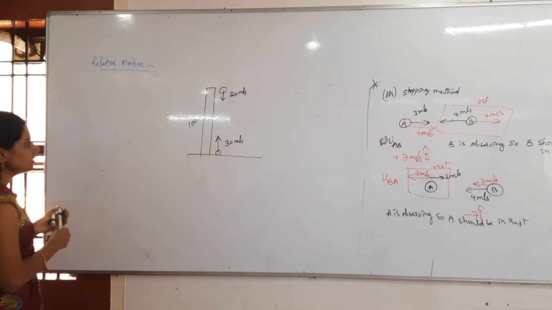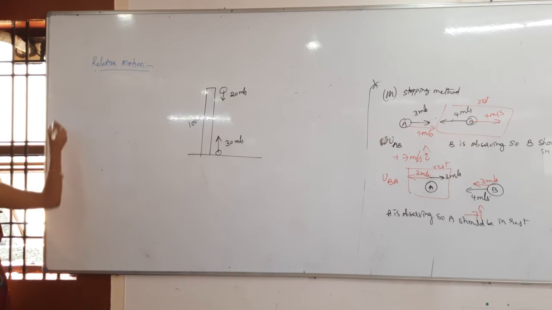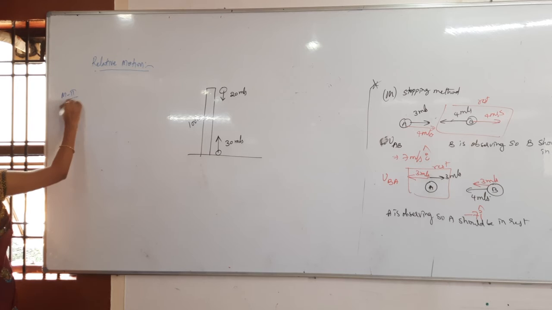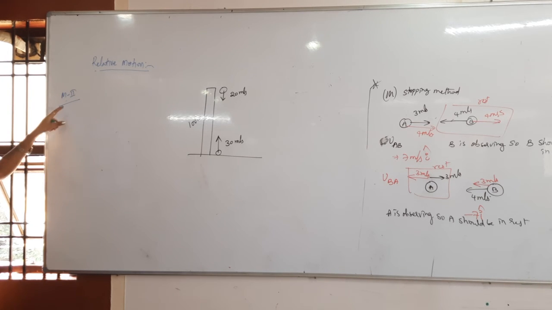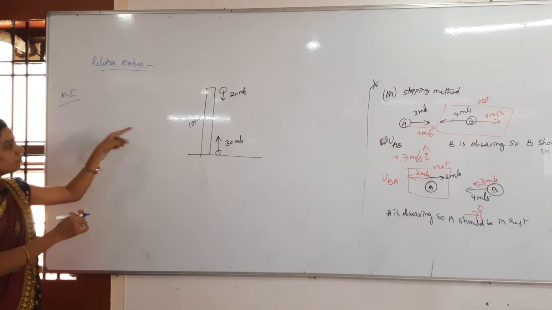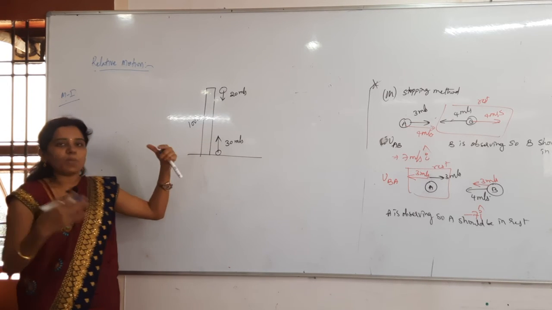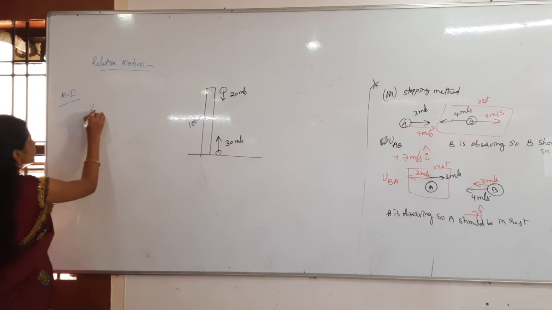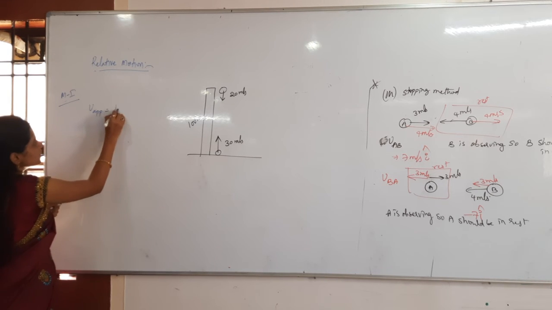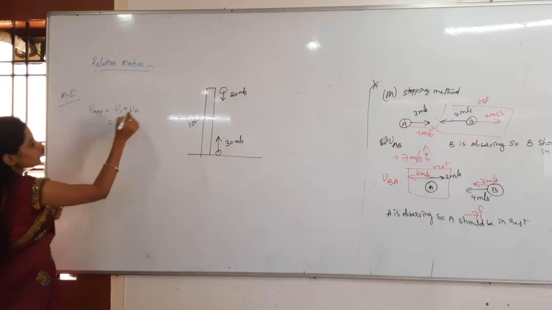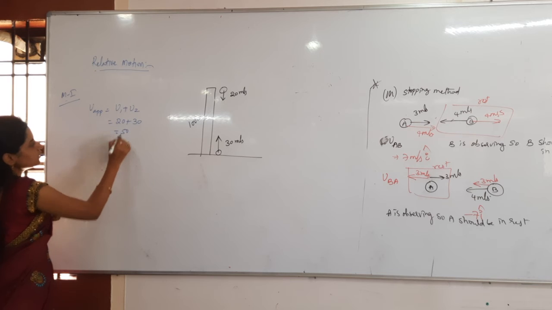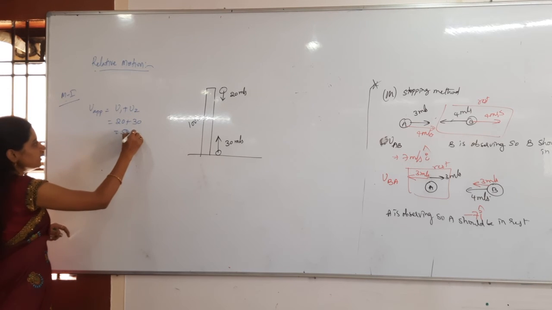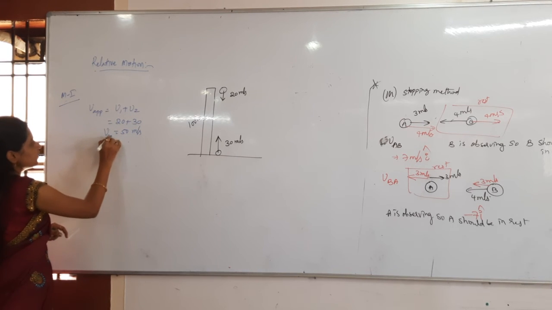First of all, let us find out using the relative motion method. In the relative motion method, both the bodies are moving opposite to each other, approaching each other. Approaching means velocity of approach. Velocity of approach is equal to v1 plus v2. v1 is how much? 20. v2 is how much? 30. So totally how much? 50. So 50 meters per second is the velocity of approach.